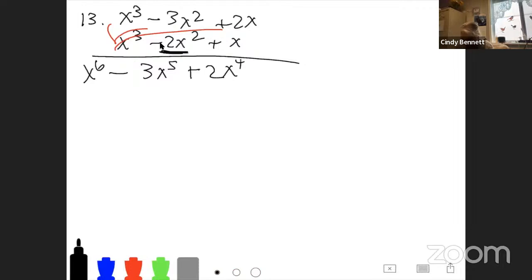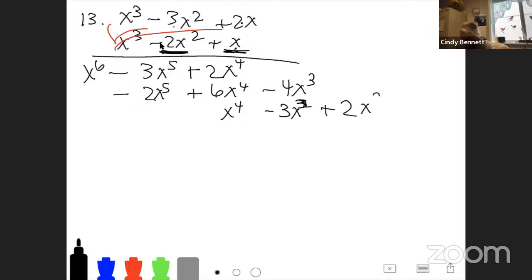Now we go to the middle term. That's a negative 2x squared. So that's negative 2x to the 5th. We add the exponents. Plus 6x to the 4th minus 4x cubed. Now we are going to go to the third term. x times x cubed is x to the 4th. So I'm going to put that underneath: x to the 4th minus 3x cubed, and then it's going to be plus 2x squared.